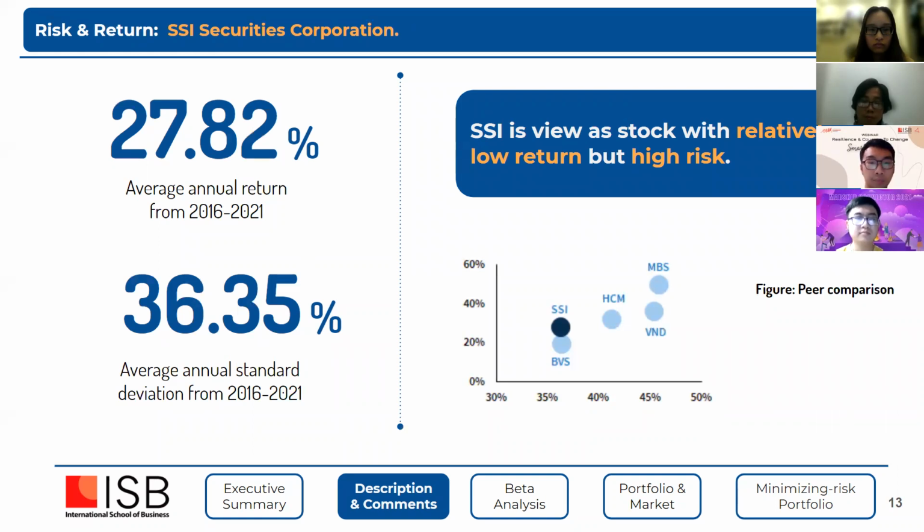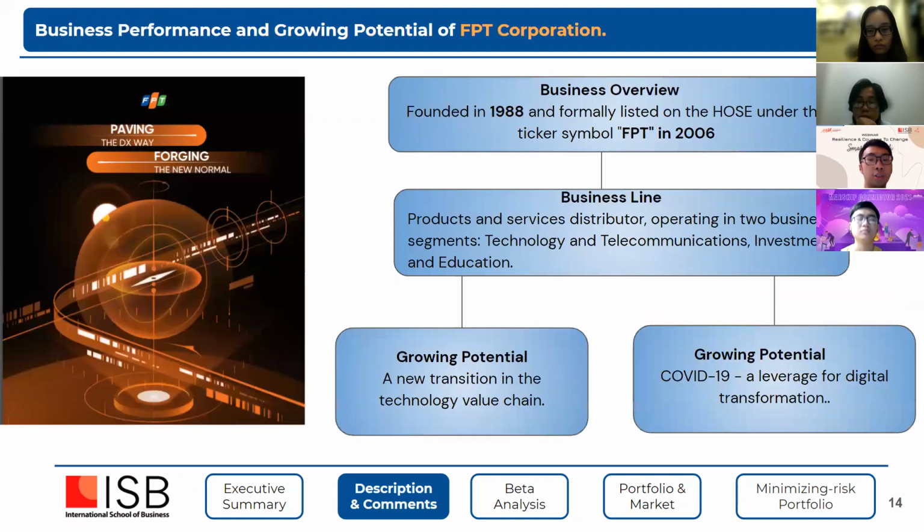Next, founded in 1988 and listed on HOSE under ticker symbol FPT in 2006, it has grown to become the largest IT company in the private sector in Vietnam, operating in 2 business segments. We include FPT in our watch list because we consider this company a long-term potential investment, seeing a new transition in the technology value chain of FPT. Moreover, COVID-19 is considered by FPT leaders a golden opportunity for digital transformation, as direct digital investment in transformation is constantly increasing.